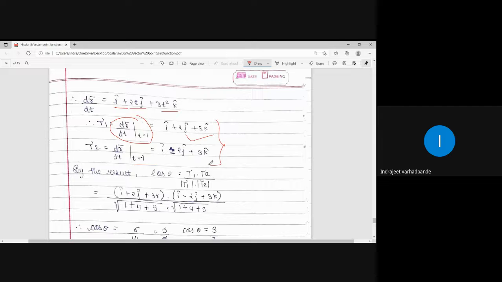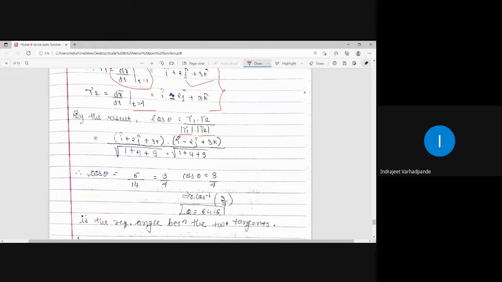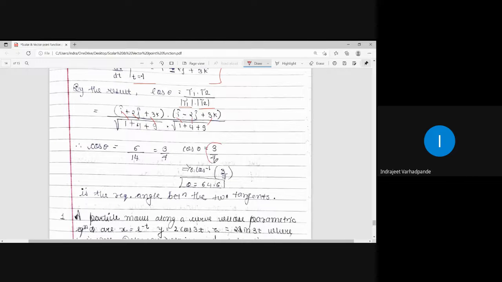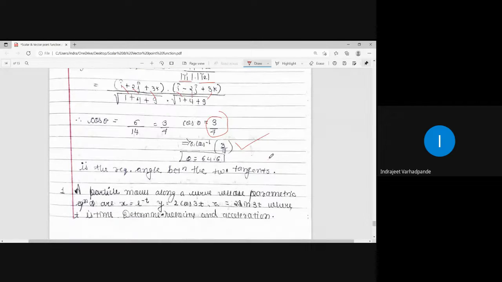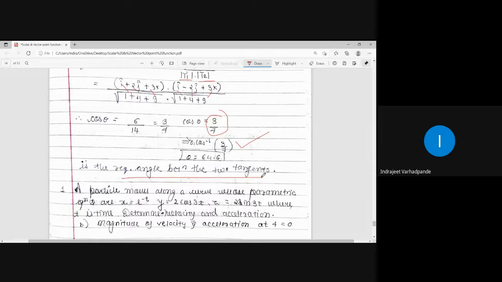You got the two different vectors. Cos theta will be T1 dot T2 upon magnitude of T1 into magnitude of T2. Take the dot product of the two upon magnitude, meaning this square plus this square plus this square, this square plus this square plus this square. Cos theta comes out to be 3 by 7. So theta will be equal to cos inverse of 3 by 7. So this is nothing but the required angle between the two different tangents.